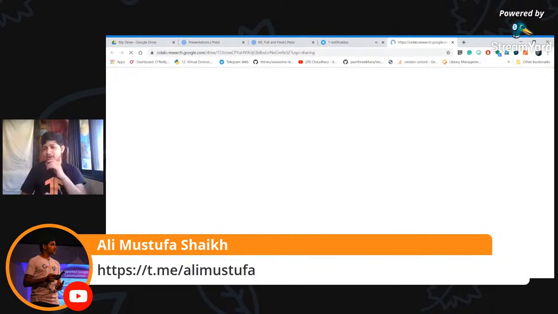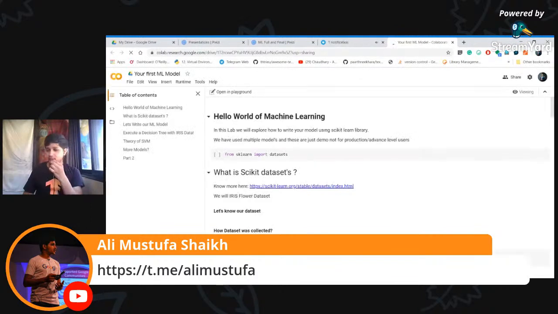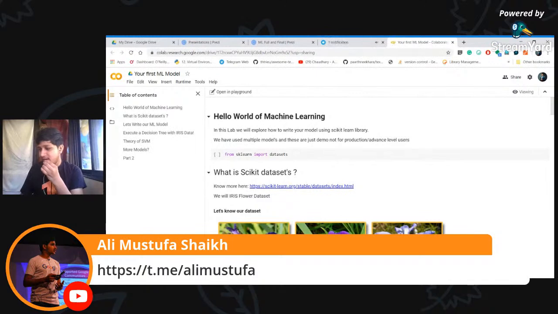So I'm going to demonstrate this code lab with me. Let's continue. I will wait for you guys for like 5 minutes so that you are here and then we can start together. Okay. You will see something like this on your screen. What you have to do is open in Playground. You have to click open in Playground.